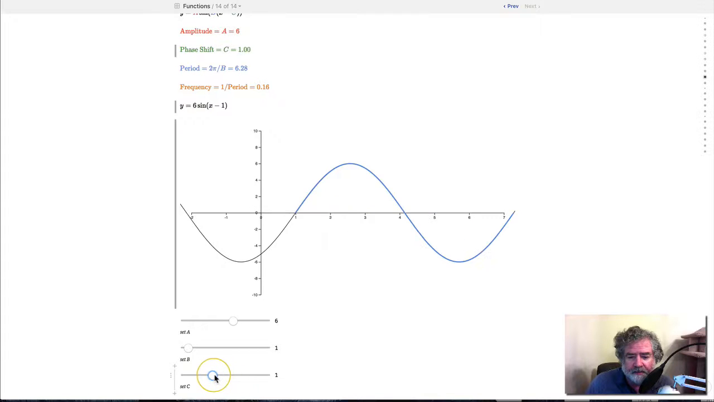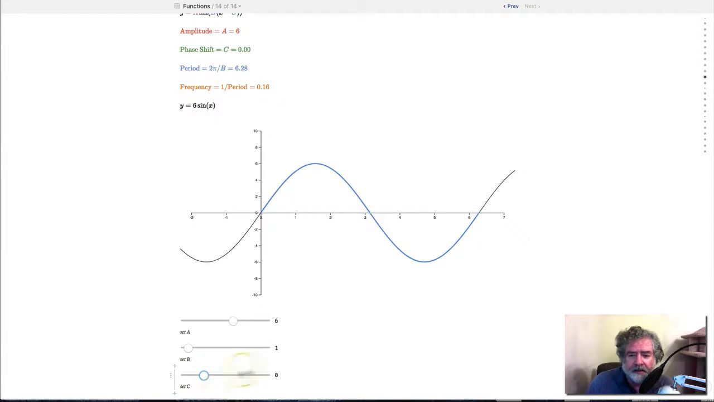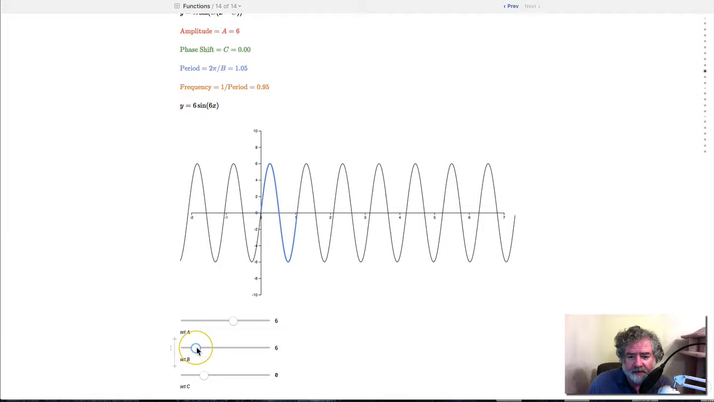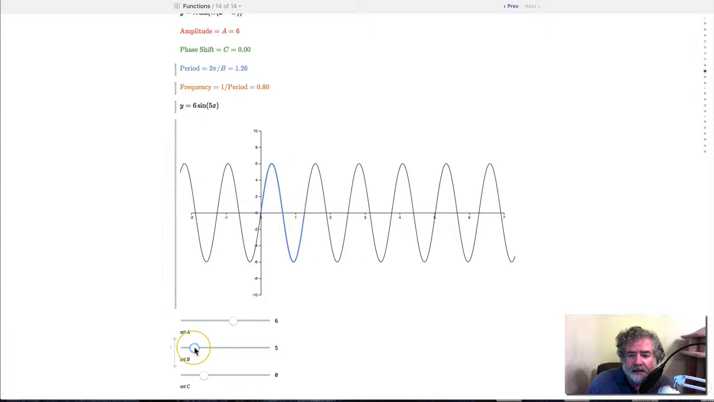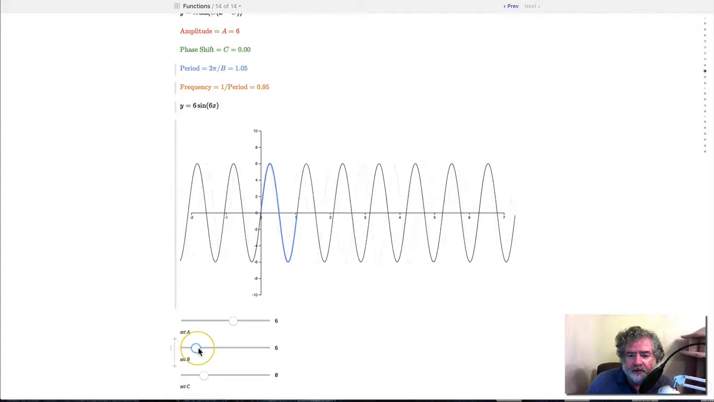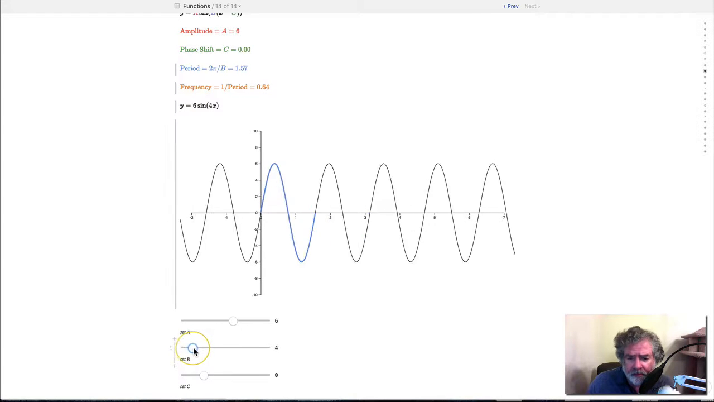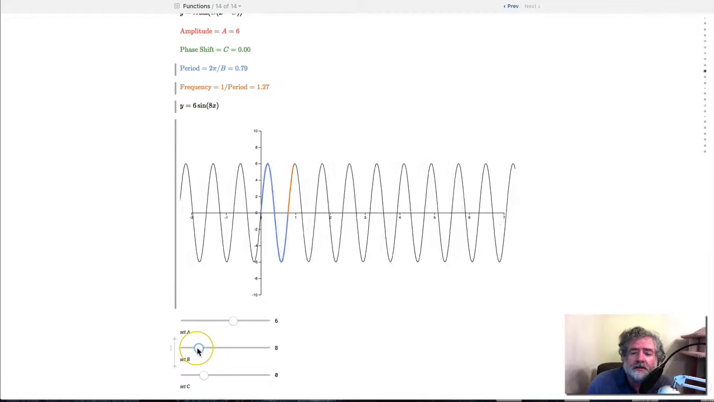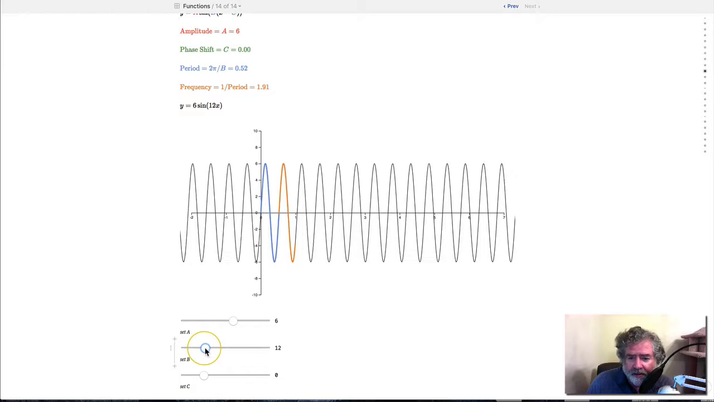So let's put the phase shift back to 0. And let's take a look at this here. So if I move B, I'm going to change both the frequency and the period. So if I move it up, it squeezes it in there. All right. And I have colored blue the period. Okay. And so if you squeeze the graph in, the period is going to be smaller.